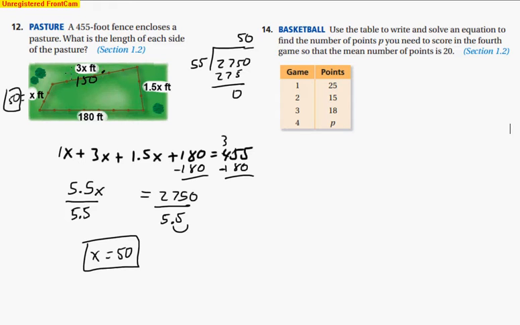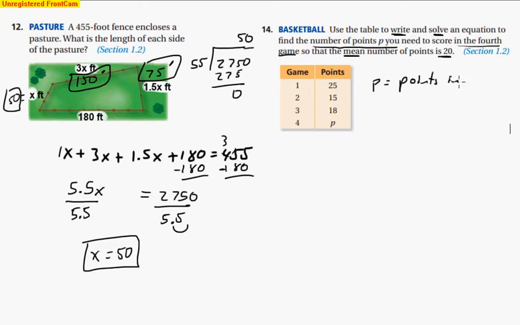So looking at this last one here, it says to use the table to write and solve. So we have to write and solve an equation to find the number of points you need in the 4th game so that the mean, which is the average number, is 20. So I'm going to say that P equals the points in game 4.